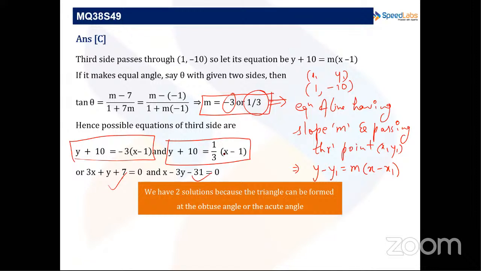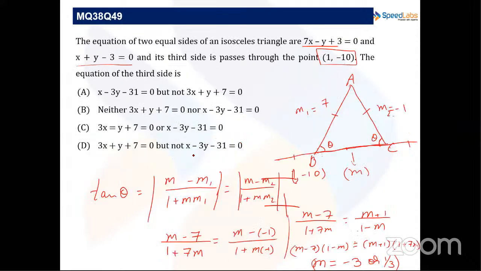So this is correct. Our answer was 3x plus y plus 7 equals 0, or x minus 3y minus 31 equals 0. So C is the correct answer.